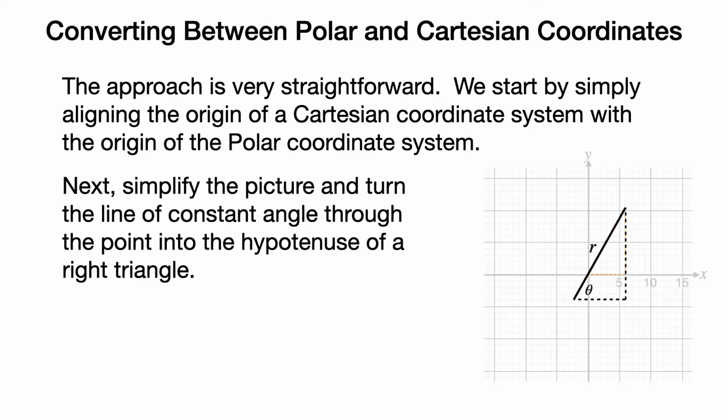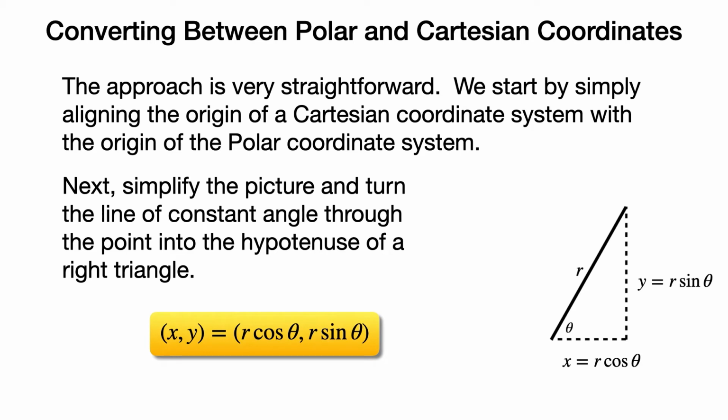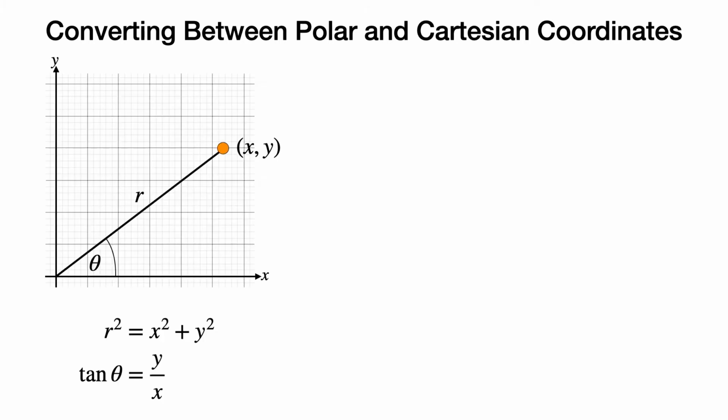Given this picture, we can now see that the x-coordinate of the point is going to be given by r cosine theta, and the y-coordinate of the point by r sine theta. Converting between polar and Cartesian coordinates turns out to be rather simple. We just need to use the Pythagorean theorem and a little bit of trigonometry.